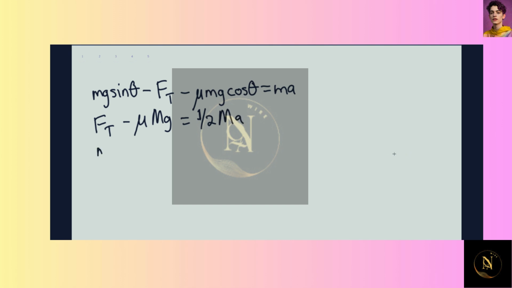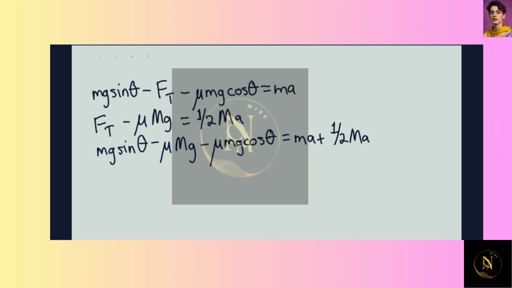Again, we can say mg sine of theta minus the coefficient of friction times mg minus the coefficient of friction times mg cosine of theta would be equal to ma plus 1/2 ma. So we're basically just combining those two equations for the x equation. We're combining the torque equation and the x equation, and then solve for the acceleration.